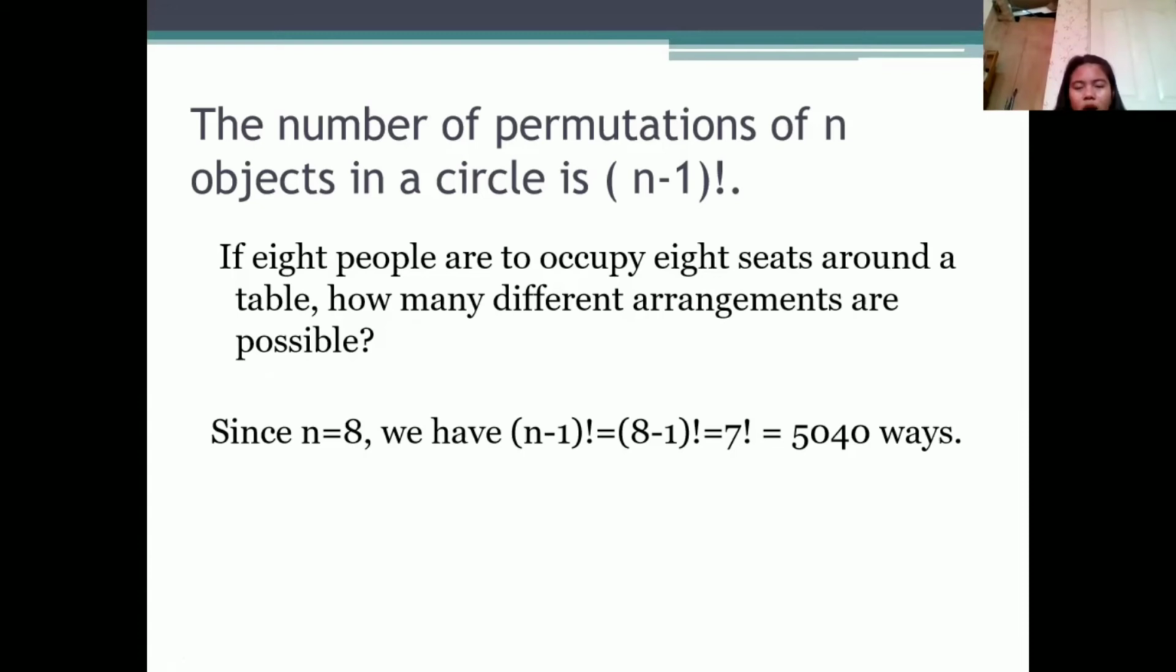Since we have 8 people in the given, our n is 8. So we have n minus 1, or 8 minus 1 factorial. We have 7 factorial, and 7 factorial is equal to 7 times 6 times 5 times 4 times 3 times 2 times 1, which is equal to 5,040. So there are 5,040 ways.